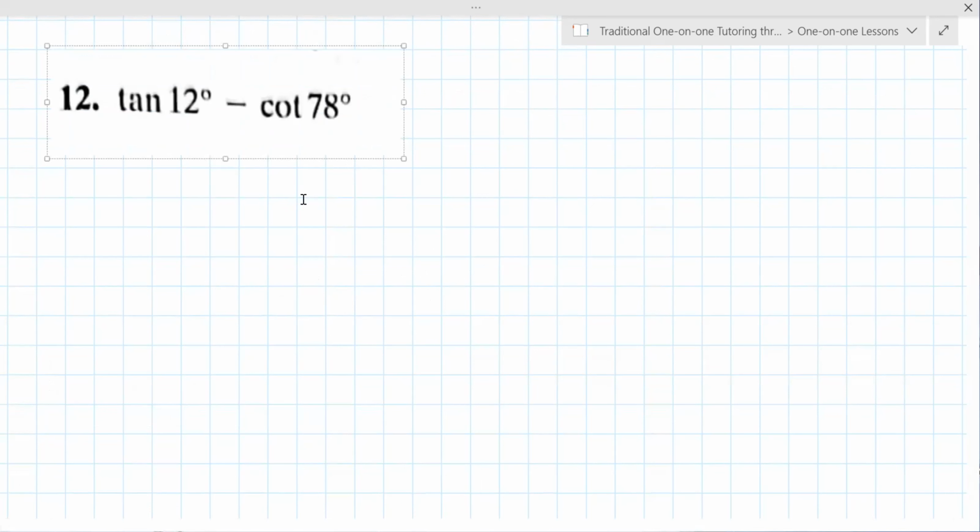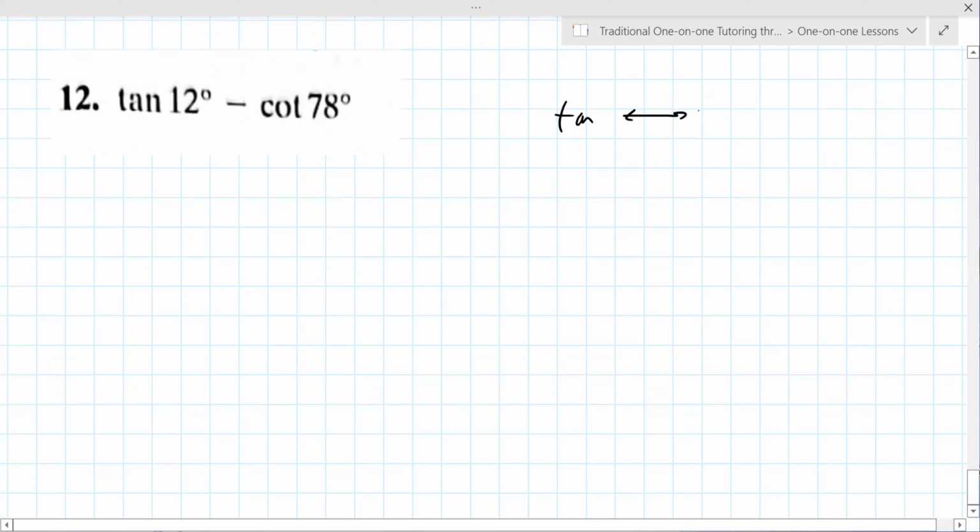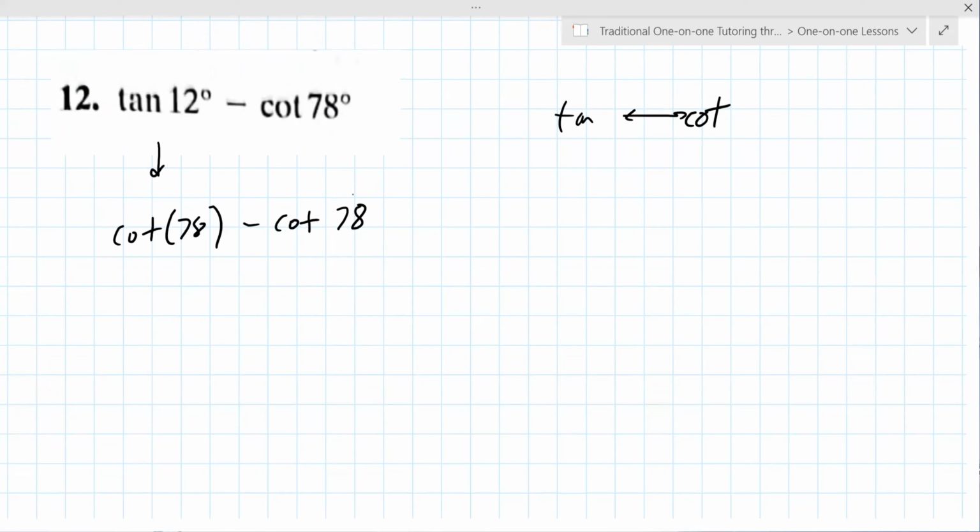No calculator. So just like we said here, tangent goes with cotangent. That means that tangent of 12 is really the cotangent of 78. And you don't need to know what they are. You just need to know that they're the same. And since they're both the same, it equals 0.